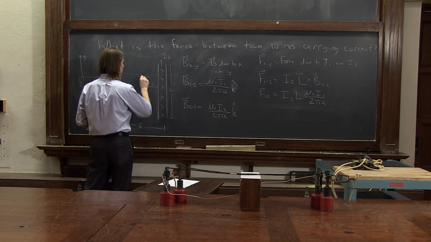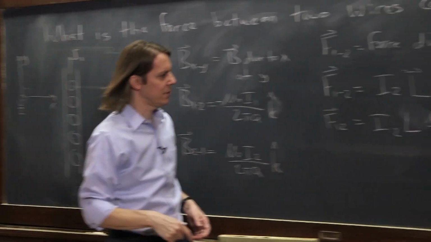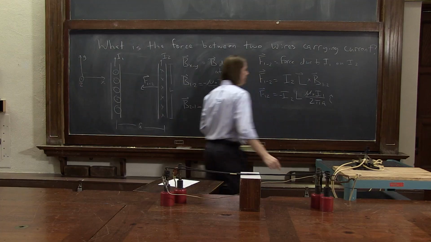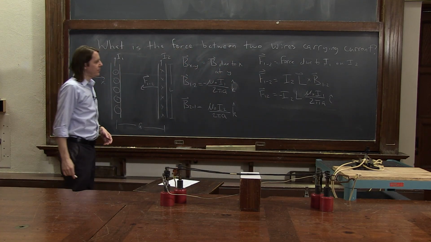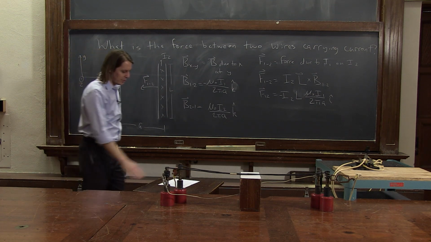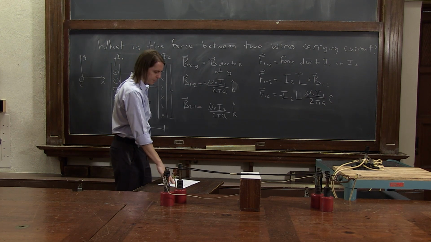F12, like that. So it's in the negative x direction. That's what I was thinking about before. It's in the x direction and it's negative. So there is F12. So if these things have current going this way, this one feels a force going in. Now, let's look at F21.